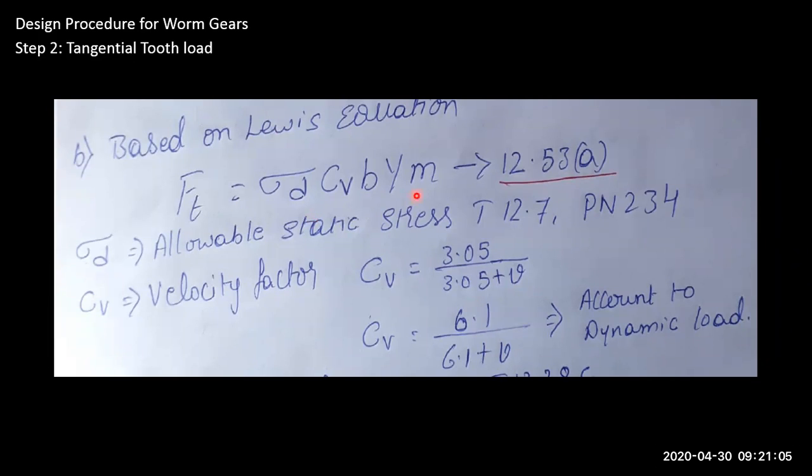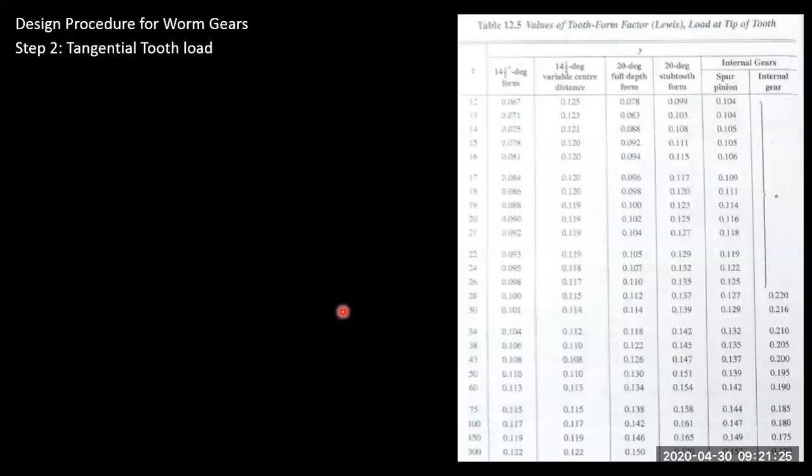You can see it's simpler compared to both bevel and helical gears. And the velocity factors are all given just below the equation. That is 12.53, and this is for the form factor y.